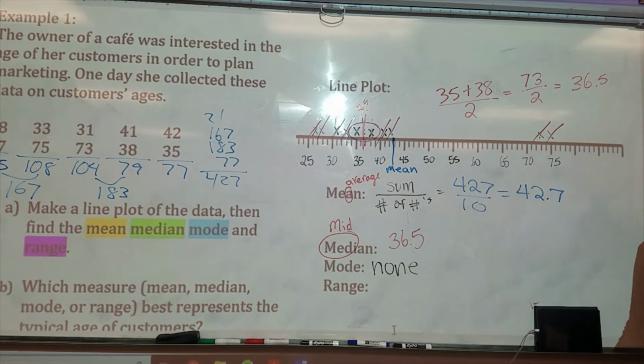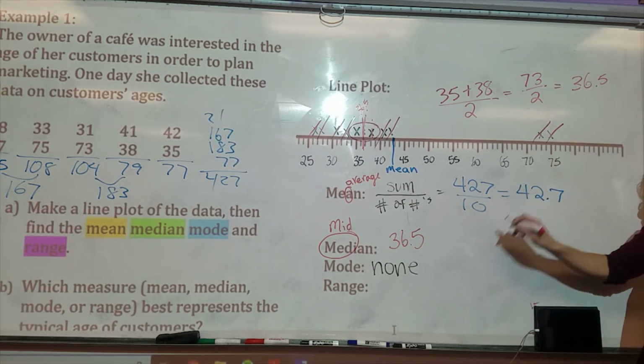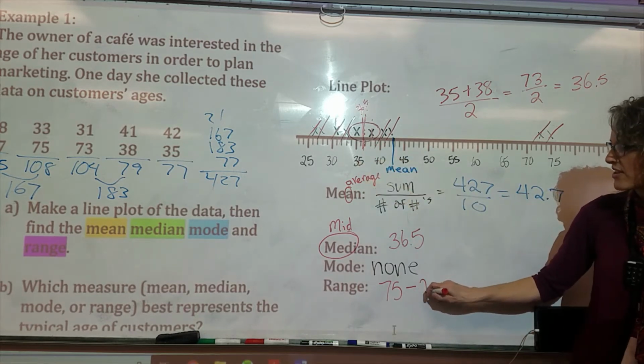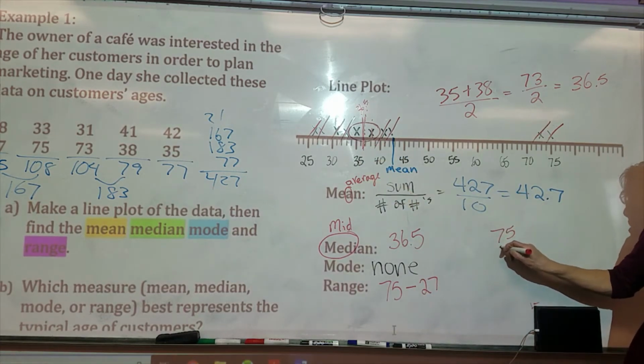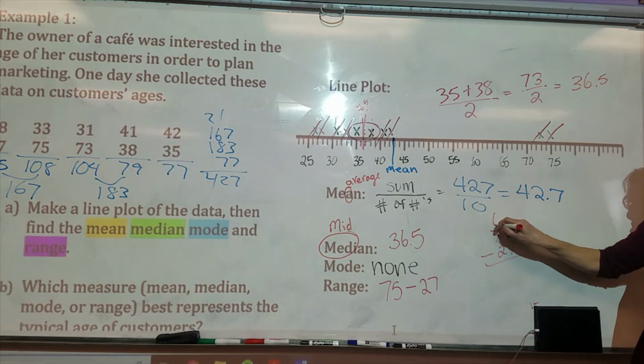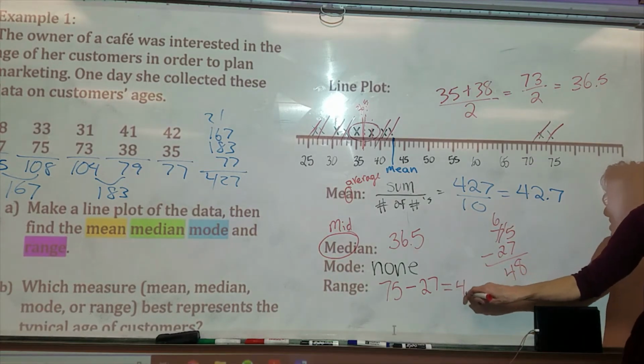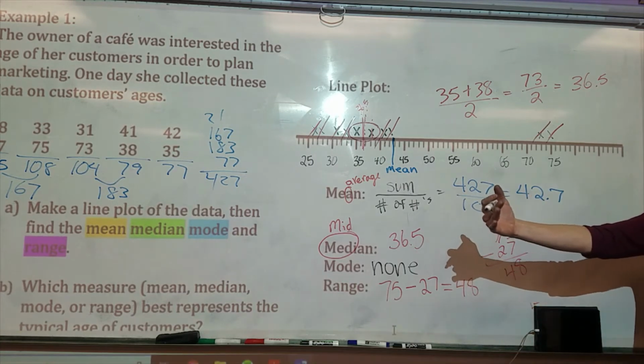Okay, range is high minus low. What is the range? Get ready? High minus low. So my highest value, subtract my lowest value, which was 27. And then let's just do that carefully so Mrs. Boone doesn't make another arithmetic error. So the answer is 48. So that's the range in ages, a 48-year gap.